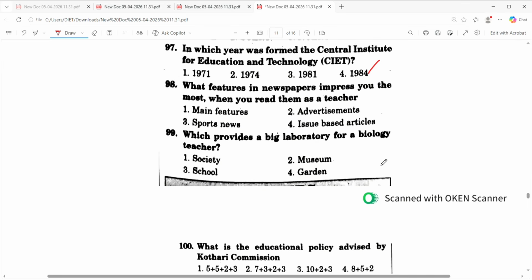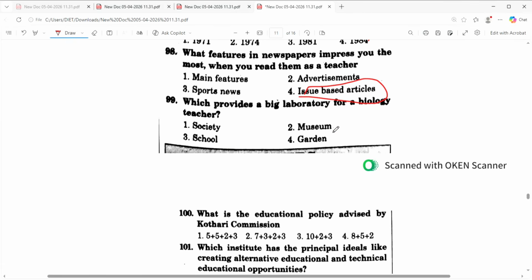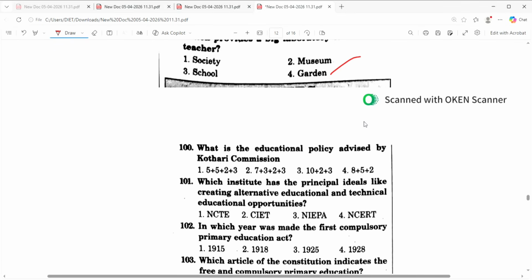What feature in newspapers impresses you the most when you read them as a teacher? Main features, advertisements, sports news, or issue-based articles. Right? As a teacher, we have to go through this one. Which provides a big laboratory for biology teachers? Society, museum, school, or garden. The answer happens to be garden. So different types of plants and all these things.